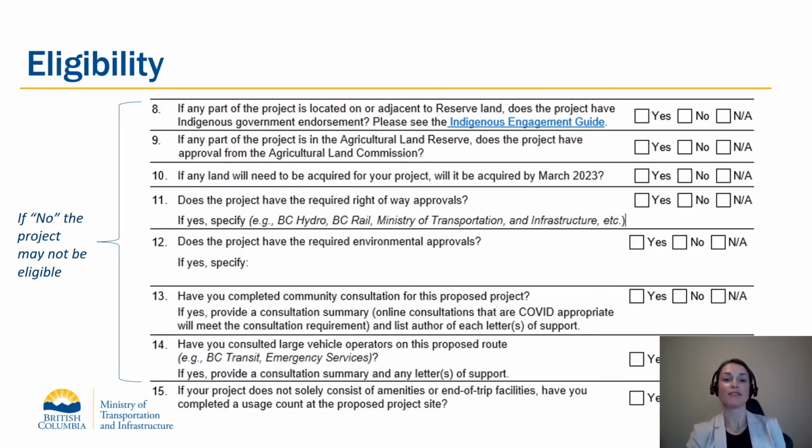Has all the property needed for the project been acquired, and are all necessary permits in place? Are any environmental approvals required, and have community consultations been conducted? These documents will be required for the application. For large vehicle routes such as BC Transit or emergency vehicles, have these entities been consulted, and have they approved? Finally, usage counts will be required to demonstrate the use of the new infrastructure before and after it's completed. If your project is only for AT furniture or end-of-trip facilities, this isn't needed.